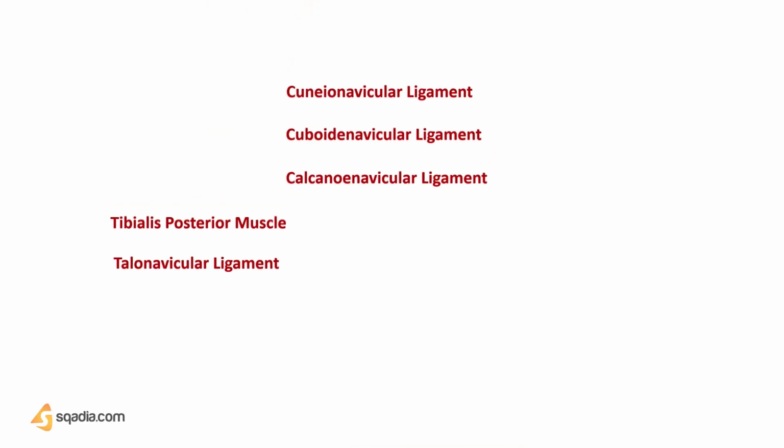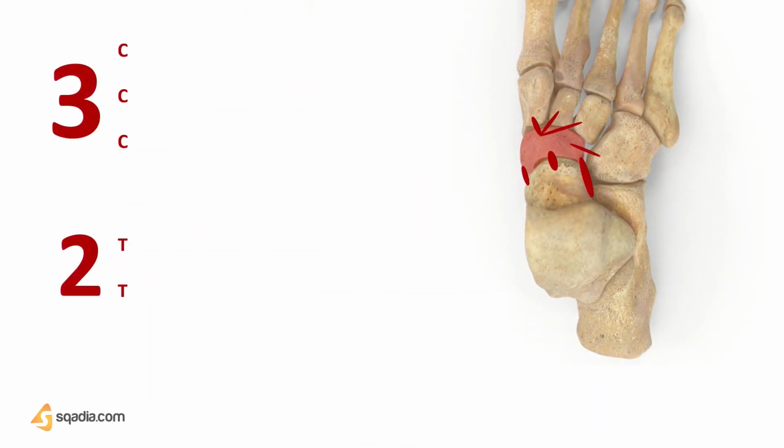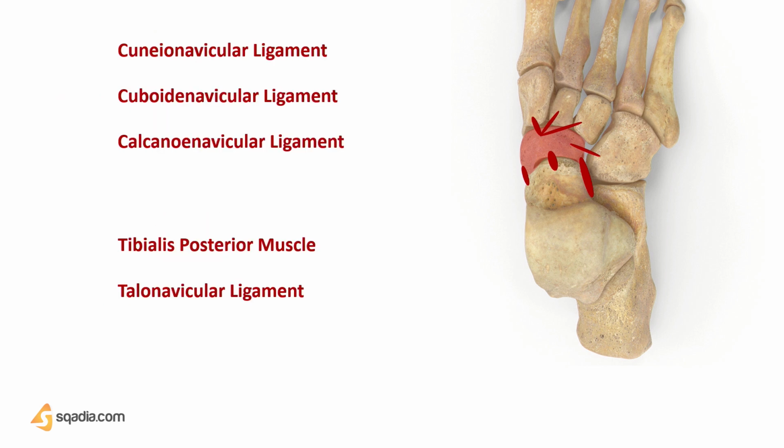Now you can memorize all these ligaments by the fact that this navicular bone has 3 cats and 2 tigers. Here, the 3 C's stand for the cuneonavicular ligament, cuboideonavicular ligament, and calcaneo-navicular ligament, and the 2 T's stand for the tibialis posterior muscle and the talonavicular ligament.